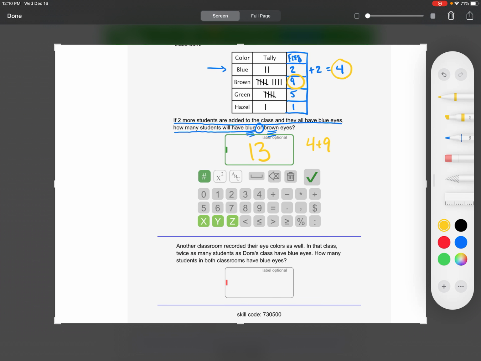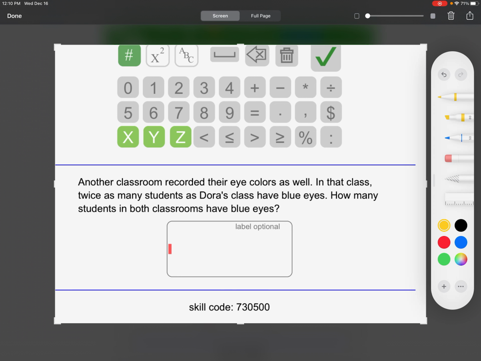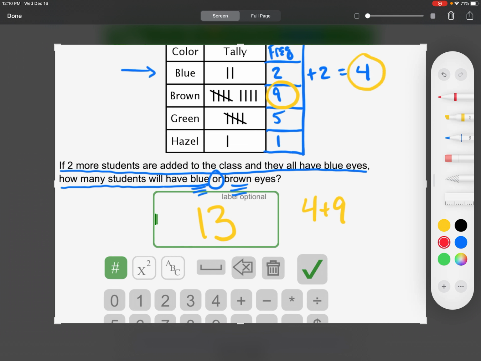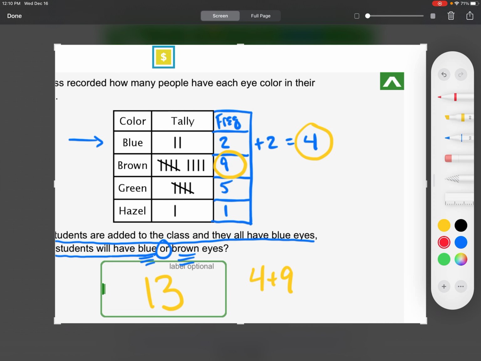Second question says, another classroom recorded their eye colors as well. All right, so I'm going to go ahead and add in my other classroom like I did before. So let's kind of do other class. And now extend this over.